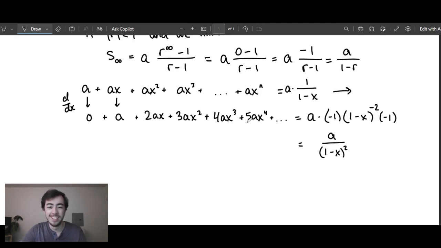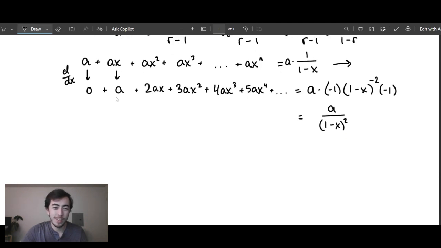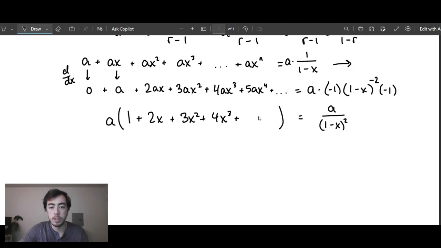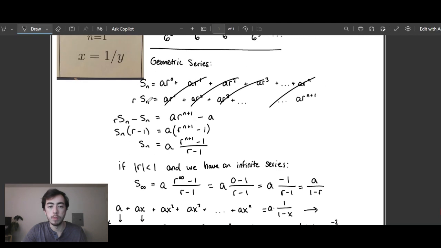All right. And then what do we have on the left side? Well, we have this a in every single term. So why not? Let me just factor it out. And then I have 1 plus 2x plus 3x squared plus 4x cubed plus 5x to the fourth, and so on and so forth. And let's see how this relates to the problem from today.